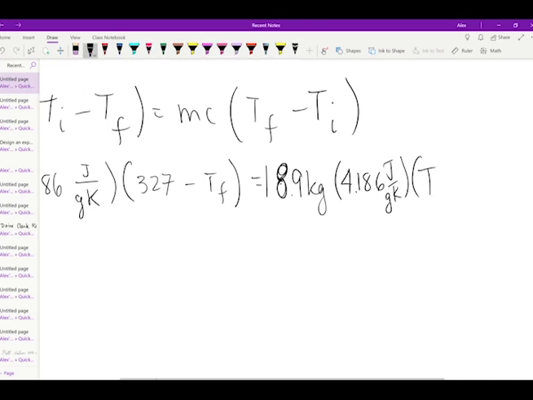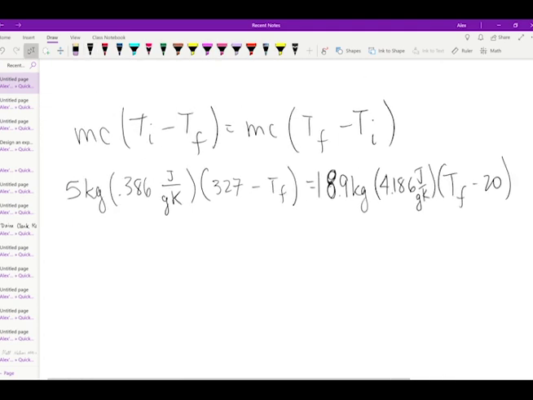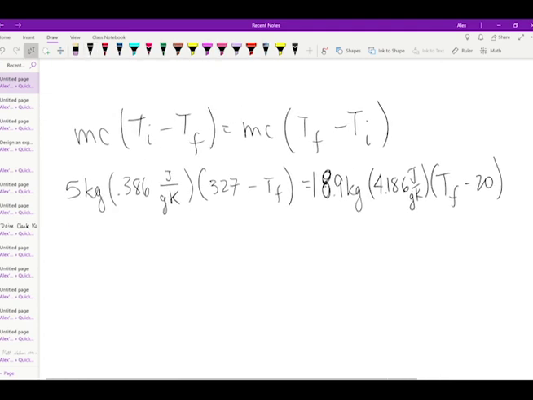Okay, so now you might say it's time to convert the units, and that would be fine if you did, but I also want you to notice that you have kilograms on both sides. So those kilograms actually just cancel out. You don't have to convert the units here. Isn't that weird? And the joules per gram Kelvin cancel out. So you don't have to convert those units either. It's kind of nice.